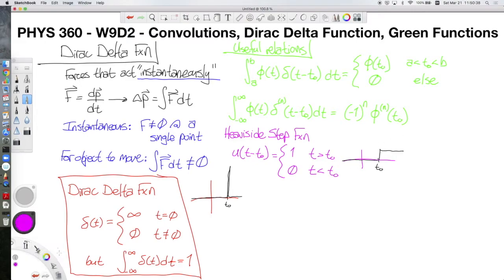And these two functions are actually related to each other. The derivative with respect to time of u of t minus t naught is the delta function. So if we take the derivative of this function here, we have 0, 0, 0, 0, 0 slope, infinite slope, then back down to 0 slope. But enough of a slope for that instantaneous amount of time for our value to have changed by 1.